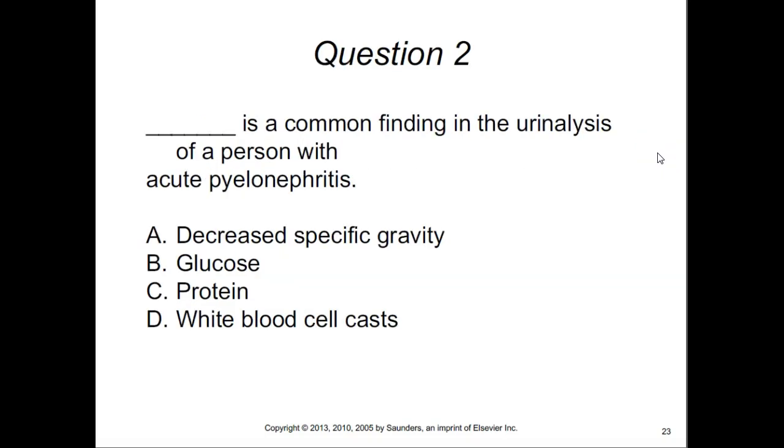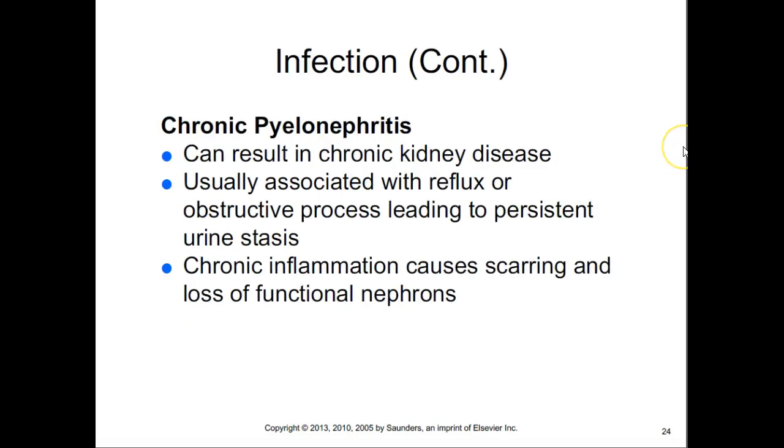All right, so blank is a common finding in the urinalysis of a person with acute pyelonephritis, right? A is decreased specific gravity, B is glucose, C is protein, D is white blood cell casts. So we just discussed that. The white blood cell cast is very common in people with acute pyelonephritis.